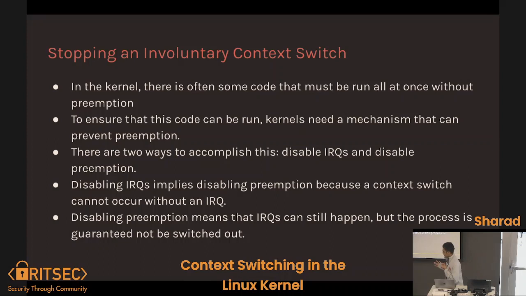This can still be problematic, especially if you're using spin locks that are used in the IRQ handler. Disabling preemption just won't work because the IRQ will still happen and it'll still trap, and there'll still be a deadlock. So you have to be careful when disabling preemption to make sure that the lock you're holding is not being used in any ISR. That's how you stop an involuntary context switch.